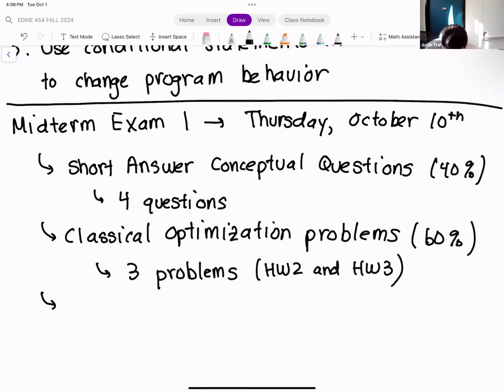So what can you bring? I allow you to bring 1 sheet of notes.